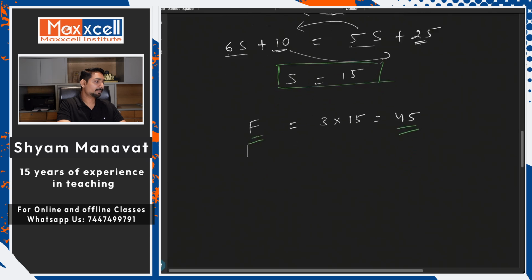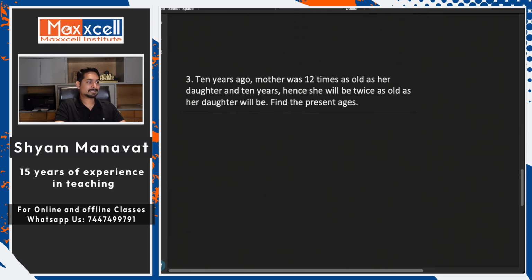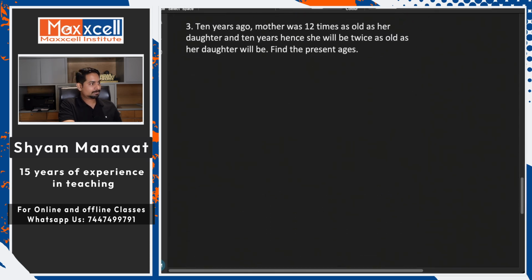Okay, important is how do you form the equation, that is important. So let's see question number 3. 10 years ago, mother was 12 times as old as daughter, and 10 years hence she will be twice as old as her daughter will be. Find the present age of ages, that means definitely the mother as well as daughter, we need to find the present age. Let's assume the present age to be M for mother and D for daughter.